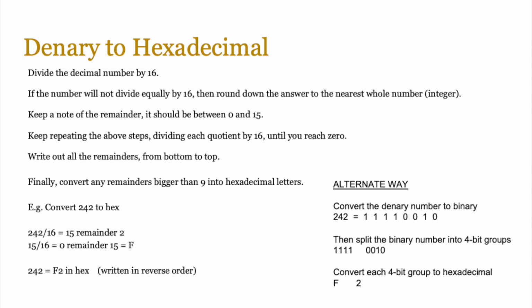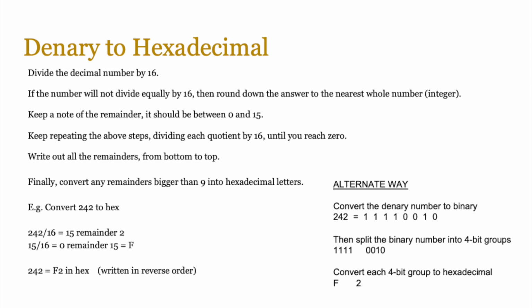Now you could do this another way, which is to convert 242 into binary in the first place, if you find that easier, and then use the split 4-bit method. So we take the binary number, we go from right to left in groups of 4, we split them, and then we convert each group back into hexadecimal. As you can see on screen on the right hand side, 242 is 11110010.